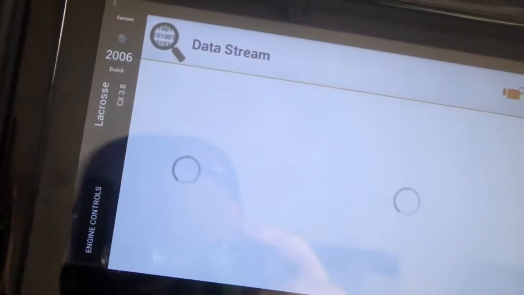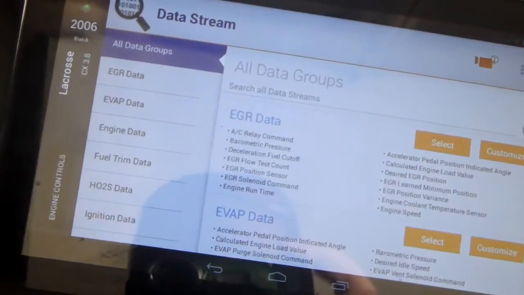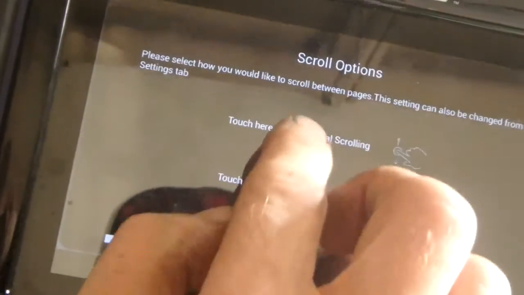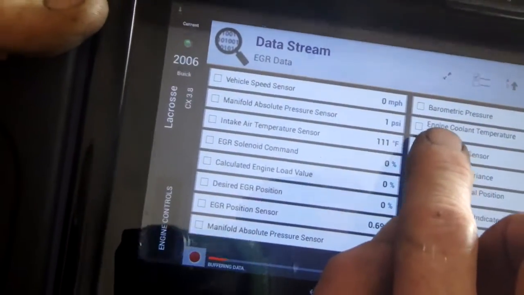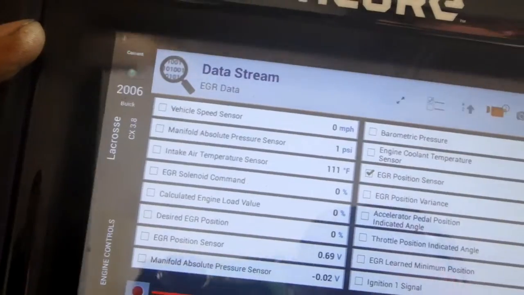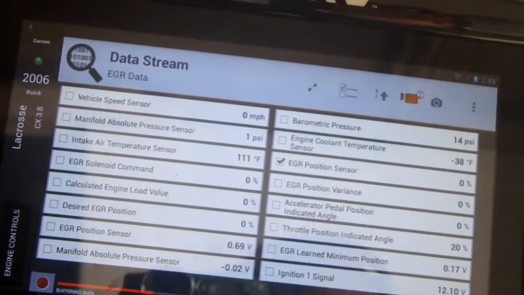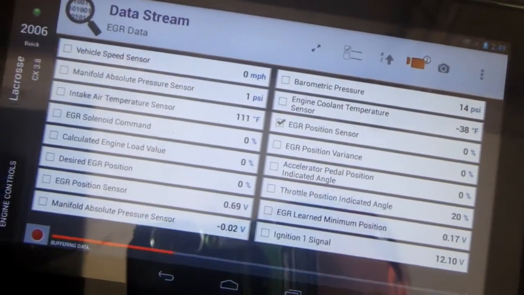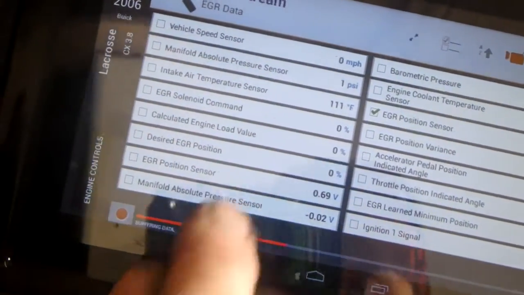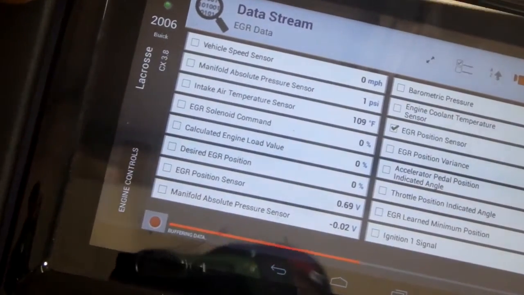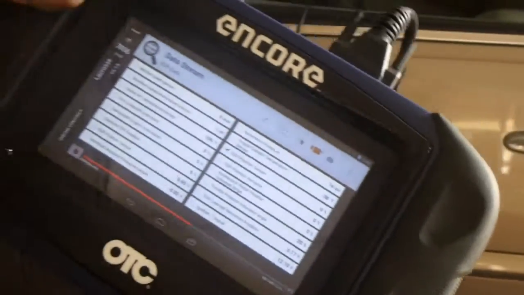Let's go into data stream real quick. We're going to select EGR data. I don't know why, but we want to look at our PID for our coolant temperature sensor. I'm going to start with that one. There's our PID right there. Minus 38 degrees, open circuit is what I anticipated seeing. So, that's that one. Manifold absolute pressure sensor is reading plus 1 psi. I'm not worried about that right now, but let me show you what I found.